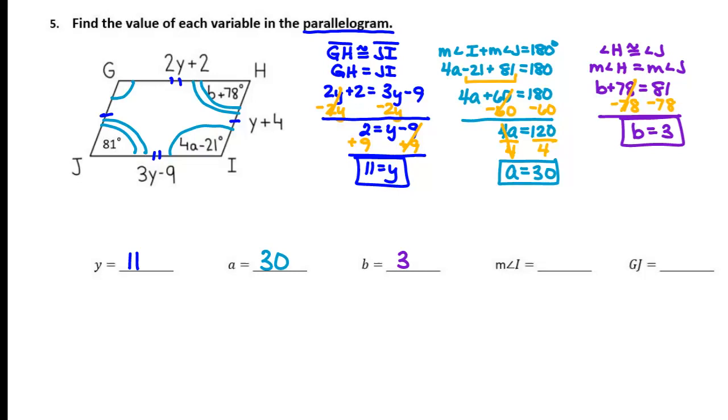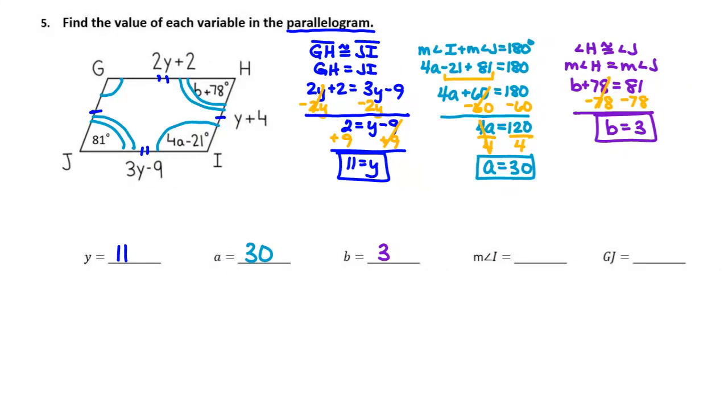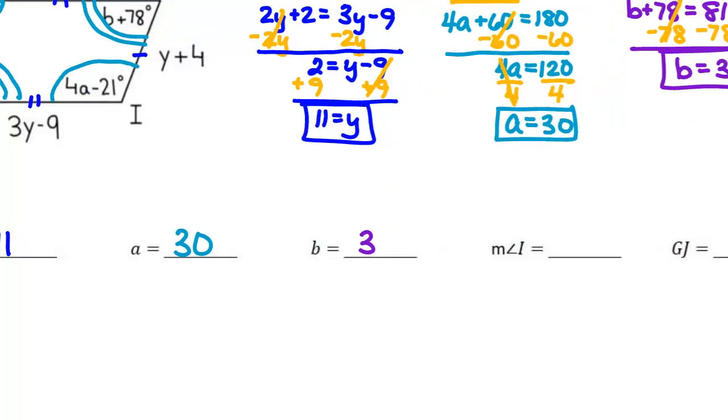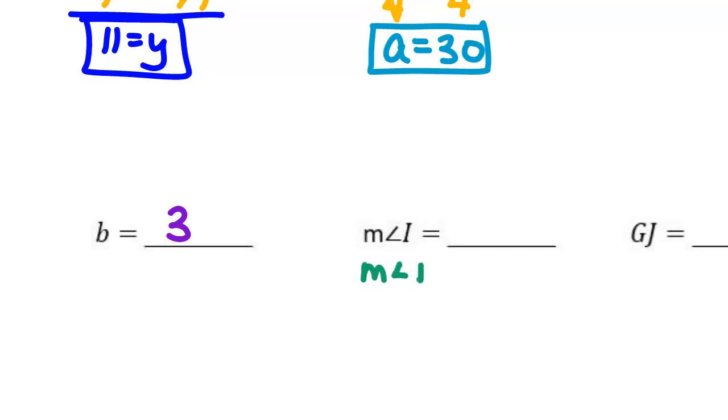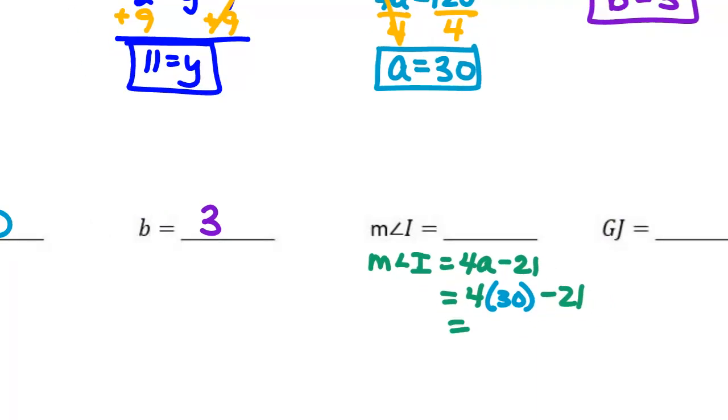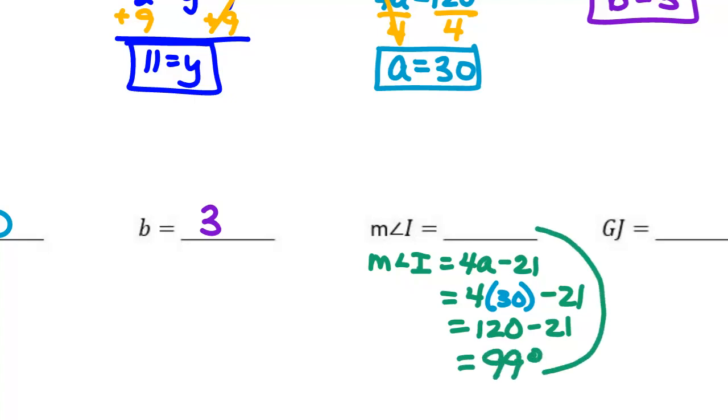Now we need to find the measurement of angle I, and we need to find the length of GJ. Well, the measurement of angle I is 4A minus 21. We figured out that A was 30, so I have 4 times 30 minus 21. 4 times 30 is 120. 120 minus 21 is 99. So I have 99 degrees for the measurement of angle I.